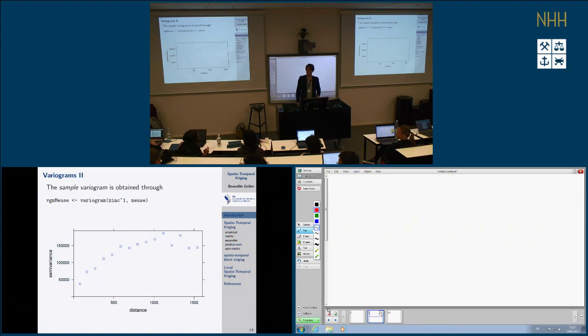Sorry, can you just repeat those three variables? I only got range and... Nugget and sill. Nugget is the smallest y value, where you hit the y-axis. And the sill, the overall sill, is the value where it stabilizes. Yeah, I would go for 800 meters, maybe. Oh, okay. But we will fit a model in the next slides, and then we see how it changes.